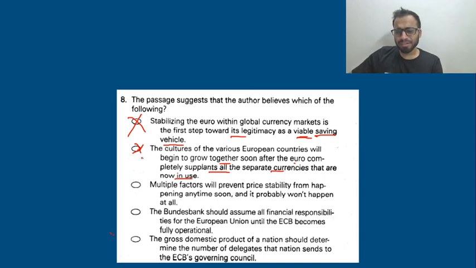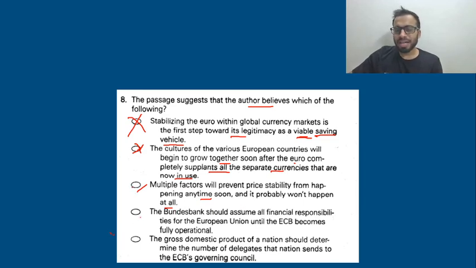Option C: Multiple factors will prevent price stability from happening anytime soon, and it probably won't happen at all. Now, does the author believe this? I think the author is hinting towards it. The author is skeptic. The author is saying it probably won't happen, but if you keep an open mind, maybe there's a possibility. That is what the author is saying. So if I don't get a better answer, I'll stick to this.